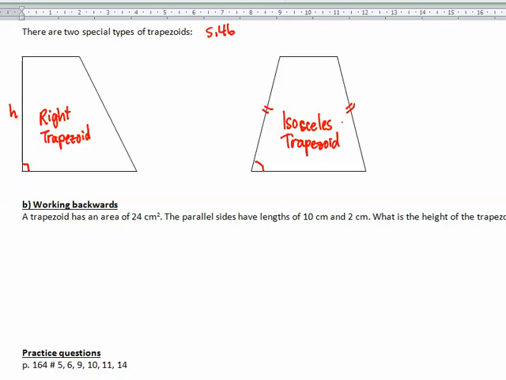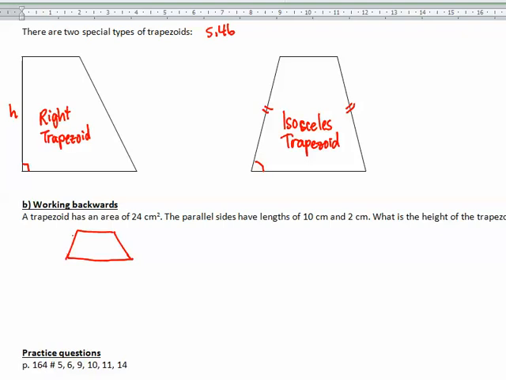Now, working backwards, let's say we have this problem that we have a trapezoid that has an area of 24 centimeters squared. The parallel sides have lengths of 10 centimeters and 2 centimeters. What is the height of this trapezoid? Well, let's just draw it on the side, just so that we have an understanding of what it looks like.